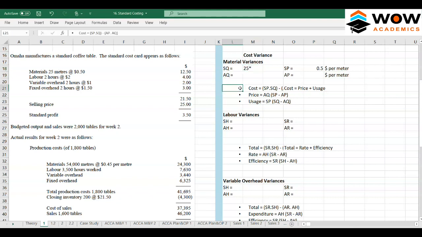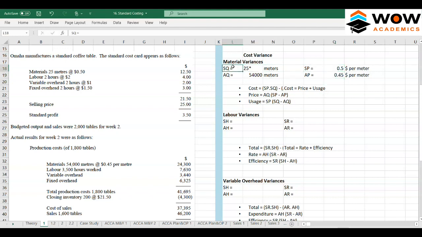So what about the actual? Actually, the company has consumed 54,000 meters. Now what's the actual price? The actual price is 0.45. So that is also very clear. We got all these numbers very clearly, but the only number we couldn't get is the standard quantity.